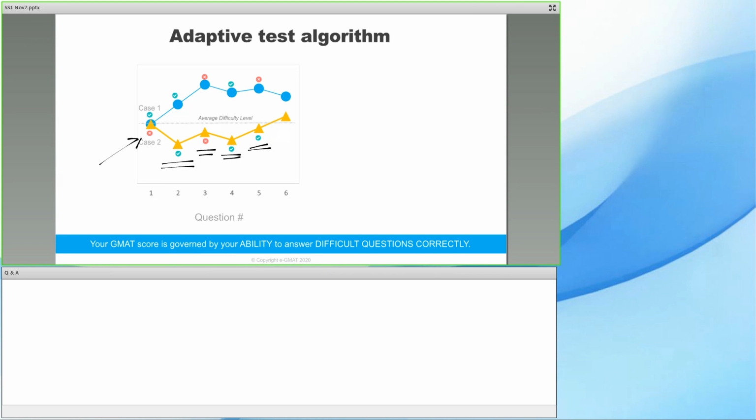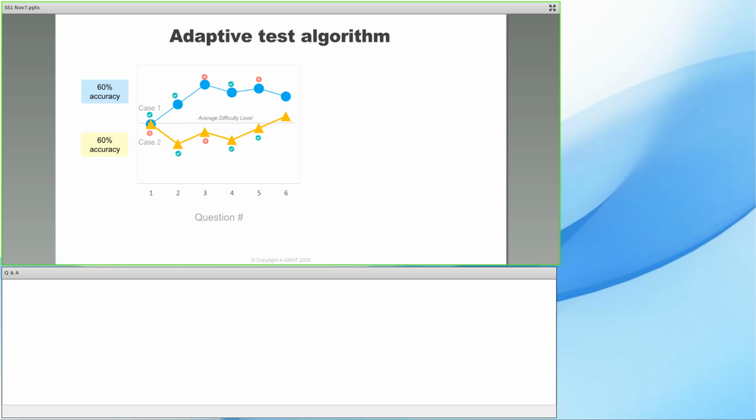Because GMAT tests the ability to answer difficult questions correctly. I really like that over here. So when you look at their accuracy, both of them have identical accuracy. Both of them got 3 out of 5 questions correct. Yet student 2 is doing better. Why? Because he got 5 questions, each one of them either at or above the average difficulty level. Only the first question for student 1, sorry, not student 2, student 1 is doing better because he got each of these questions at or above the average difficulty level. Student 2 only got the first question, which was at the average difficulty level overall. Okay.